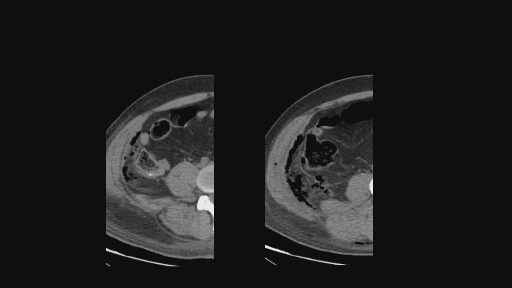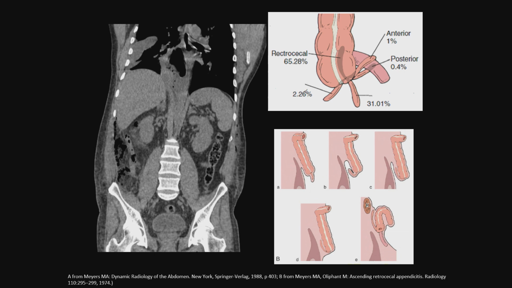To make sense of this, we started to look at the study, and we made some coronal reformatting, and we understood the position and the location of the appendix. We have to remember that the location of the appendix in the peritoneal cavity depends on its length and its relationship to the cecum. This is very old bibliography, from 1974, but it's still valuable and still approved. It reminded us that the appendix could be in different positions in the abdomen.